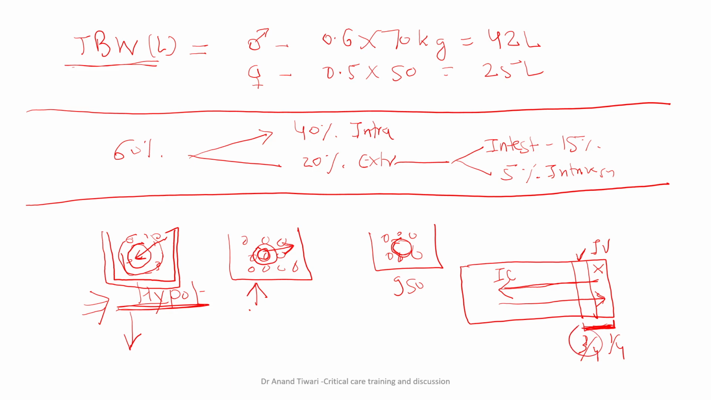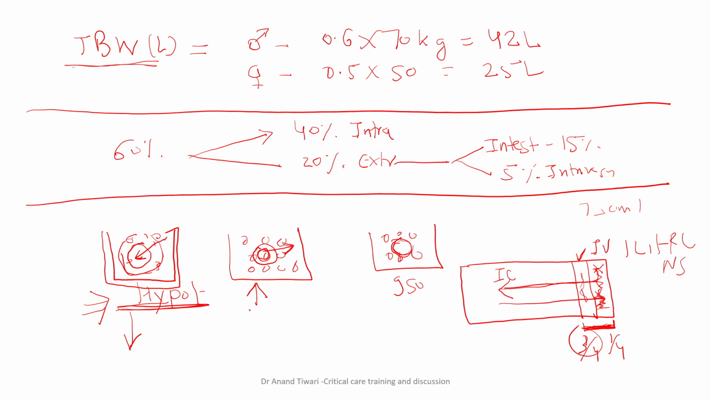That is, if I give 750 ml of fluid, then 1/4 of it, 250 ml, will remain in the intravascular compartment. So if I give 1 liter of ringer lactate or normal saline, 250 will remain in the intravascular, and the remaining will go in the interstitial compartment.